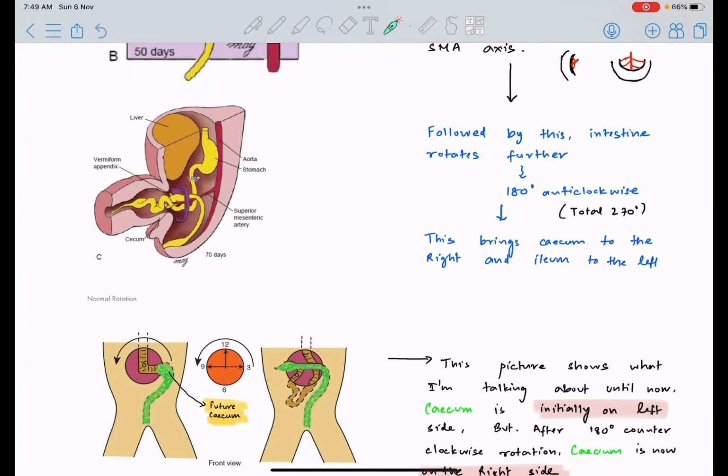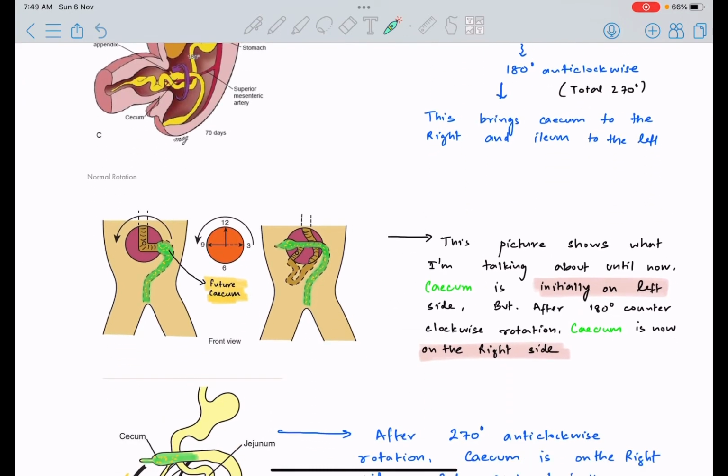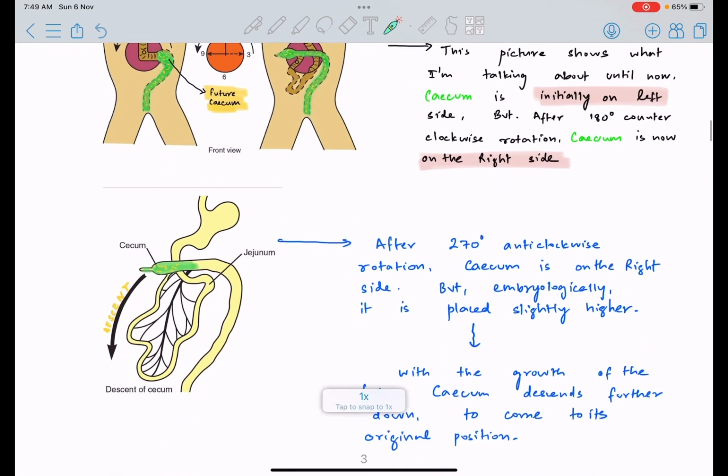This brings the cecum to the right and the ileum to the left. The cecum initially lies on the left side, but after 180 degrees of anti-clockwise rotation, the cecum eventually gets placed on the right side of the abdomen. So the cecum has to come down here. For that, the cecum has to grow, and the cecum comes from the upper abdomen to the right lower abdomen after growing.